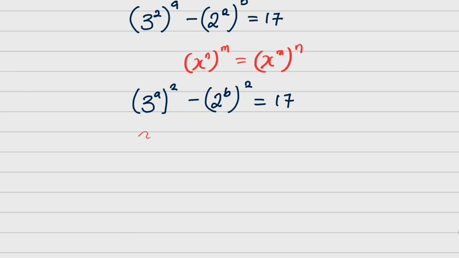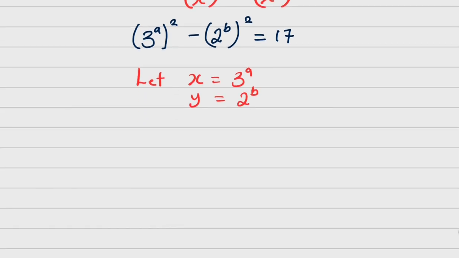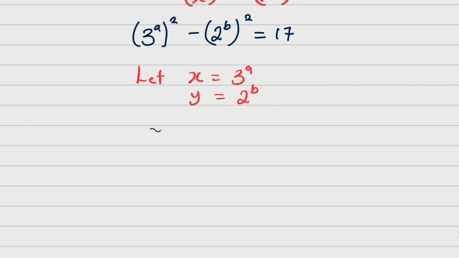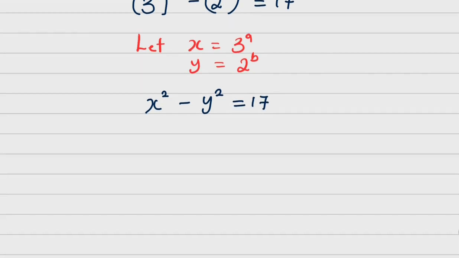Let me have it this way. Let x be 3 raised to power A, then y should be 2 raised to power B. Okay, just to simplify further. Then this will now be x squared minus y squared is equals to 17. Now, using the knowledge of this difference of two squares, this is going to be x plus y into x minus y is equals to 17.